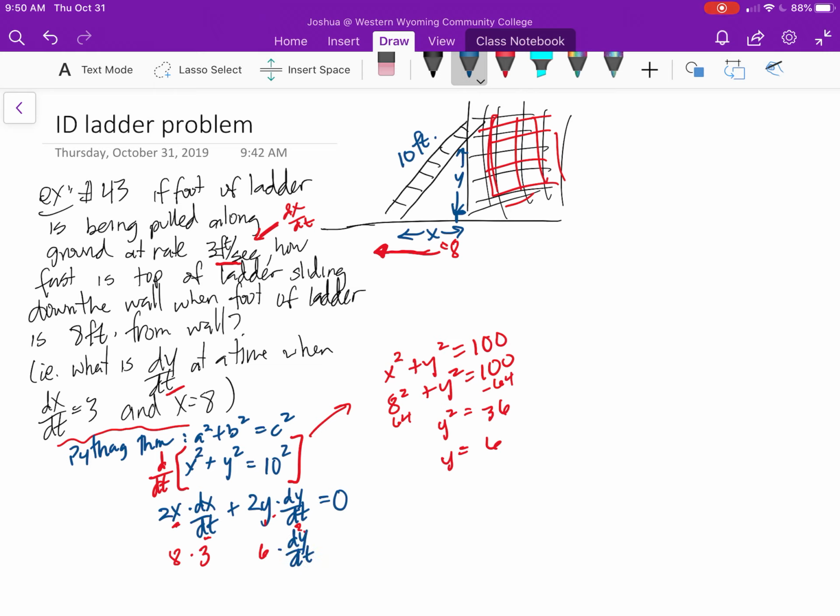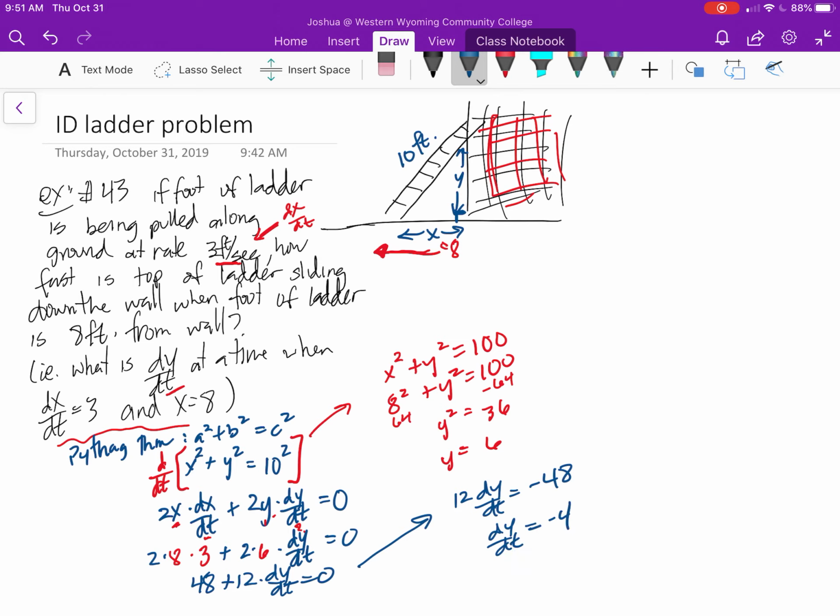And again, I don't know dy/dt. That's the problem. We have this 2 out front, and a simple equation to solve. 2 times 8 times 3 is 48, plus 12 dy/dt. Solve for dy/dt. I can kind of see it's negative 4, but let's go ahead and do it. 12 dy/dt equals negative 48. dy/dt equals negative 4.